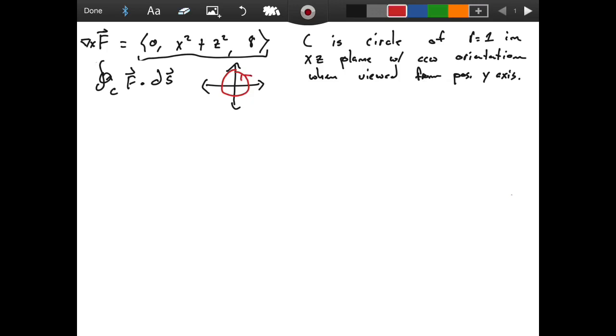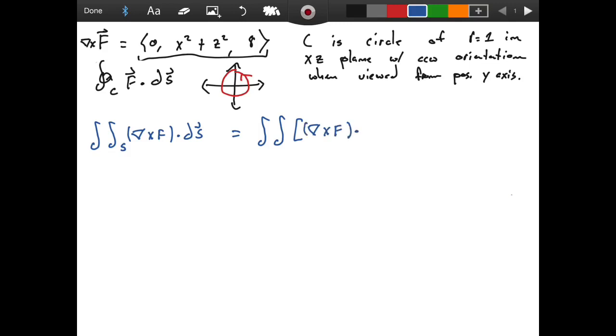Okay, and again, we're going to use Stokes' theorem. So Stokes' theorem says that this integral is equal to the surface integral over S of the curl of f. Okay, and just from the definition of what the surface integral of a vector field is, this is equal to the surface integral of the curl of f dotted with the normal vector dS. And now this is the surface integral of a scalar field.